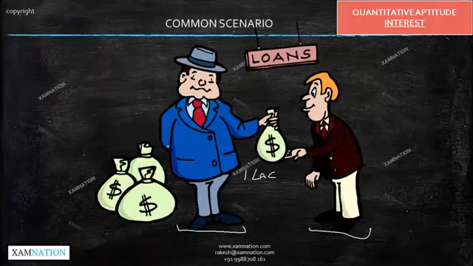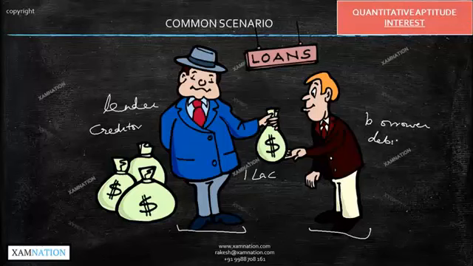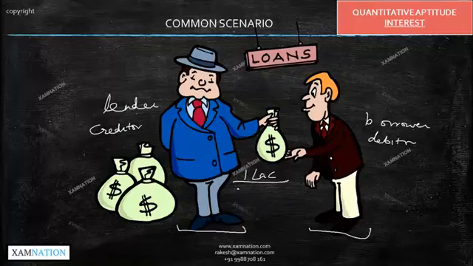So the money lender is basically called lender or creditor, and this person who is borrowing the money is called borrower or debtor. And the amount that this person is borrowing is called principal amount, right? So it's called principal amount.